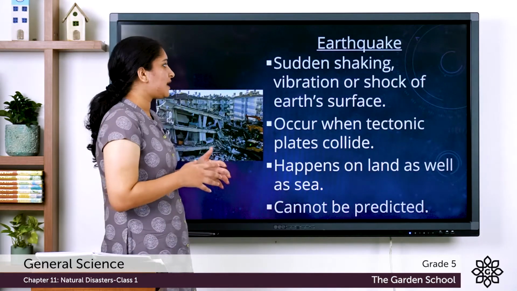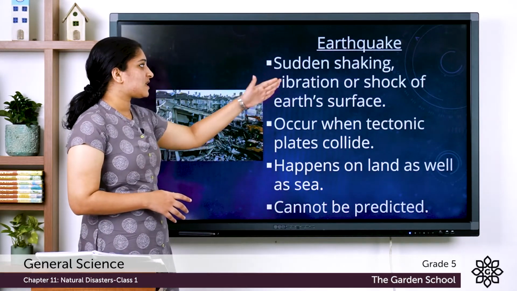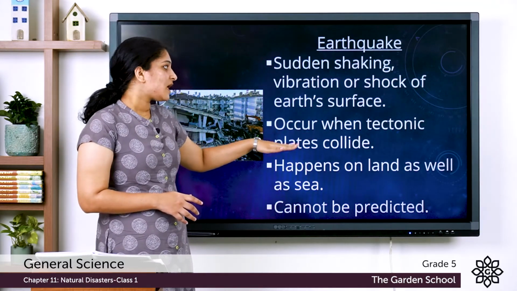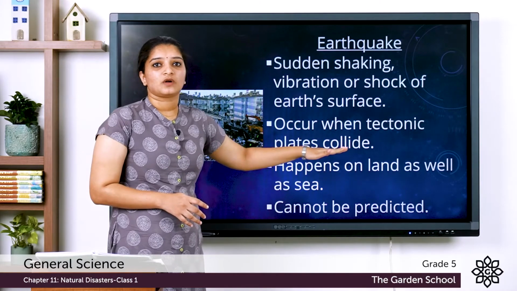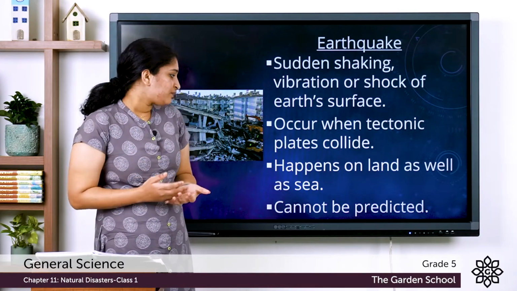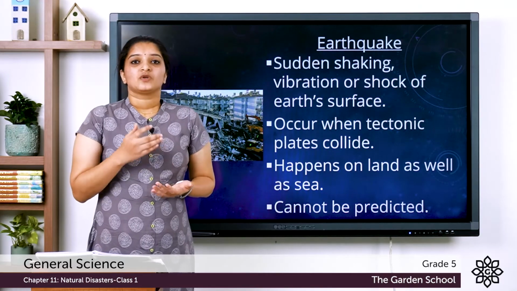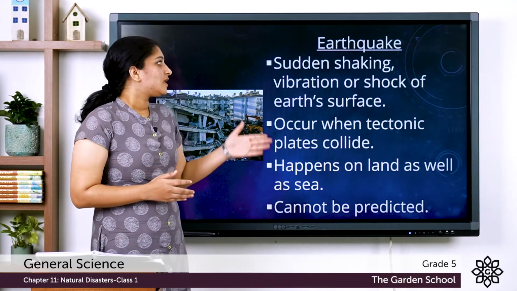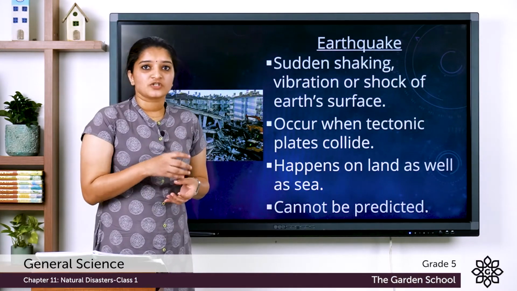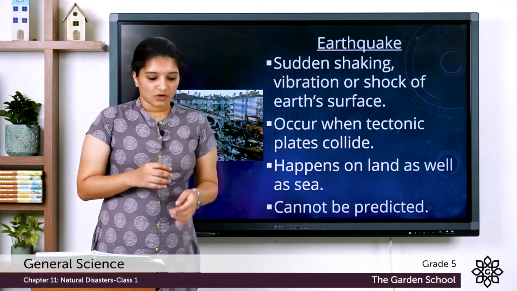So let me tell you what an earthquake is. An earthquake is a sudden shaking, vibration or shock of the Earth's surface, and it occurs when the tectonic plates collide. It happens on land as well as sea, and it cannot be predicted. So earthquake is an event in which there is a sudden shaking on the Earth's surface, and it occurs due to the collision of the tectonic plates.